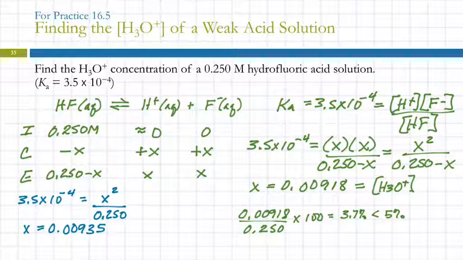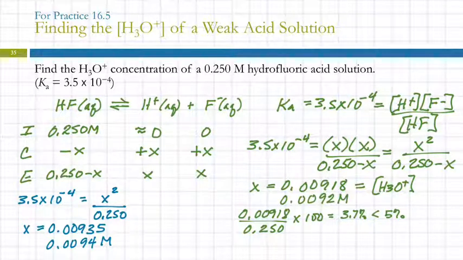So we play a little loose with significant figures here in Chem 1B. But at most, we should probably have 2 sig figs on these, right? Because of our Ka. And so this would round to 0.0094 molar. This one over here, we'd probably round to 0.0092 molar. Are those different? Yes. Is that difference significant? Probably not. Any questions?